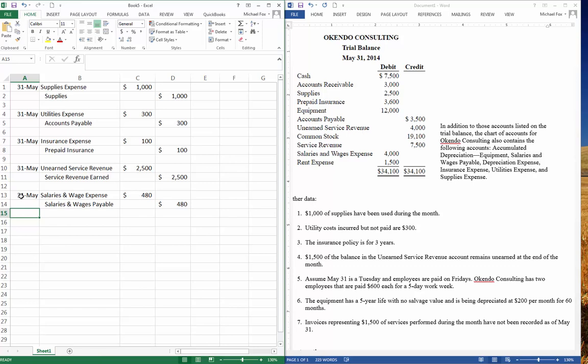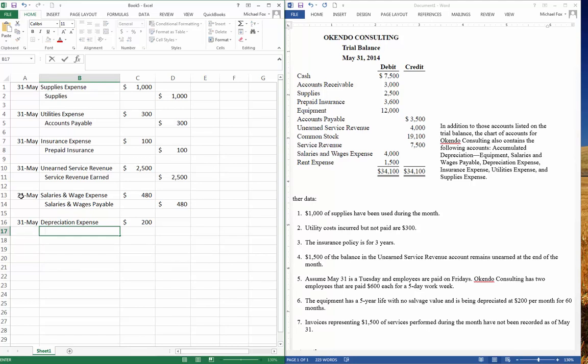$200 per month for 60 months. So for the month of May then, we're going to record a depreciation expense, $200. And they were nice to tell us. They could have just made us figure it out, right? We could have taken the value of the equipment and divided that by its useful life, and we would have had to calculate the amount, but they told us for this problem because they're wonderful people.